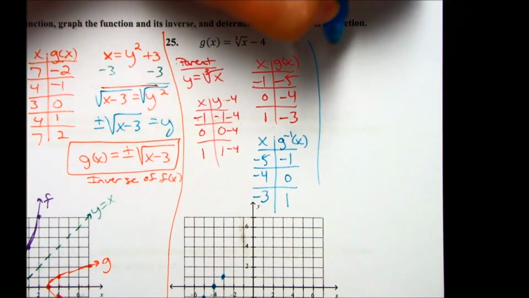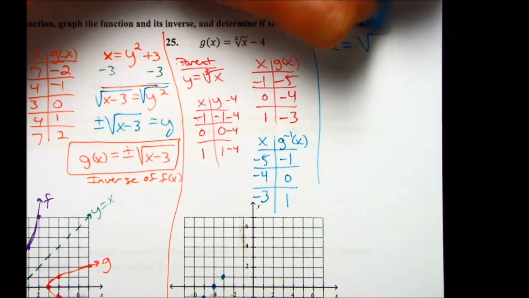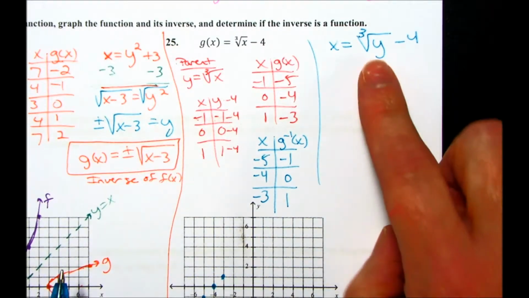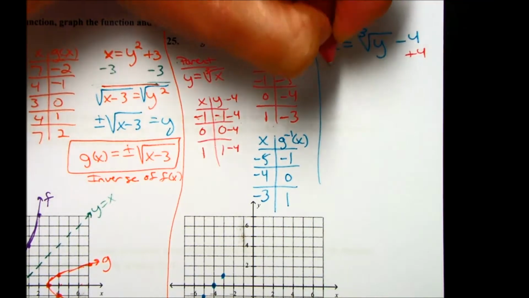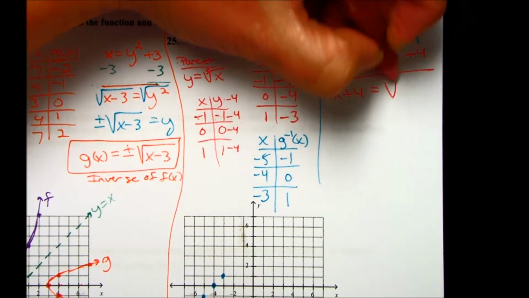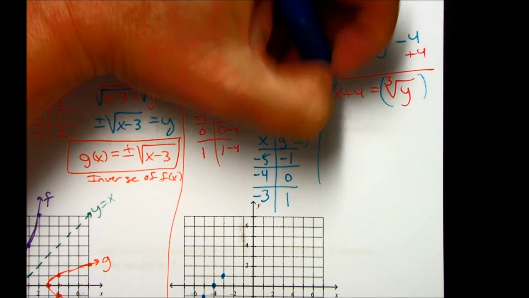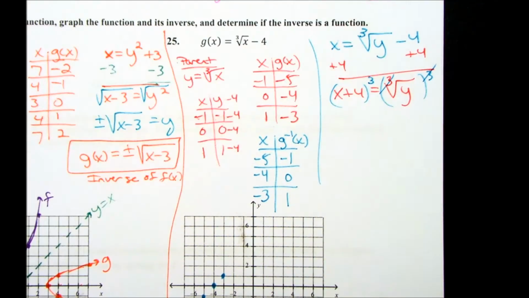So instead of g of x equals, we're going to put x equals. Instead of the cubed root of x, change it to the cubed root of y minus 4. And now we want to get the y by itself. So add 4, and we get x plus 4 equals the cubed root of y. To get rid of the cubed root, you have to take both sides to the third power. So that gets rid of that.